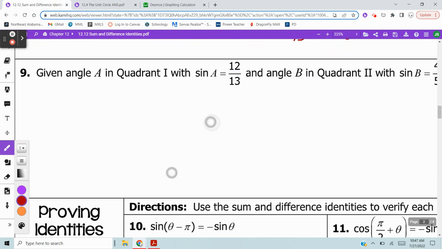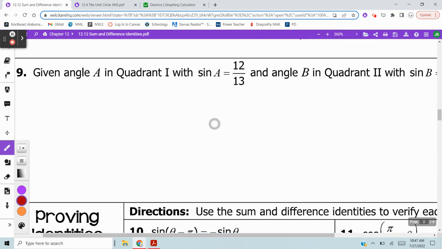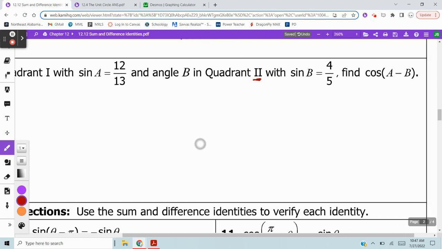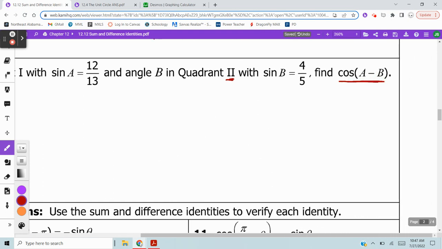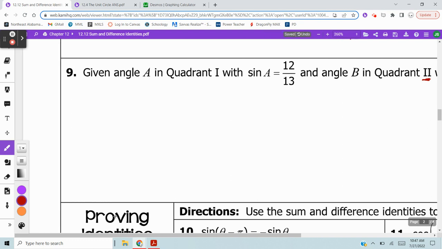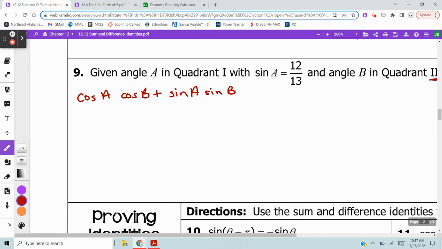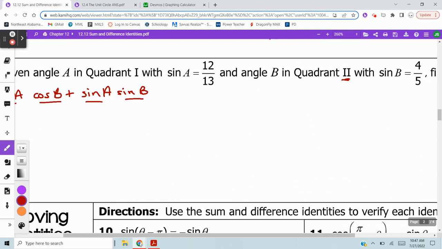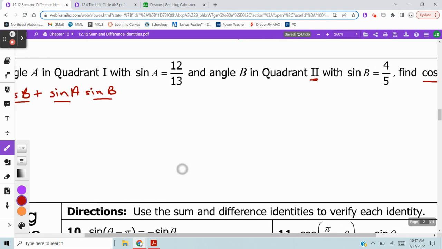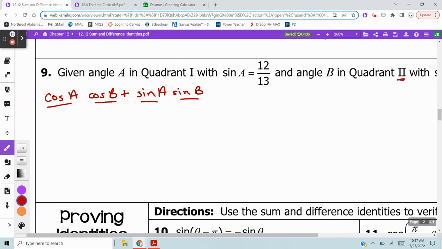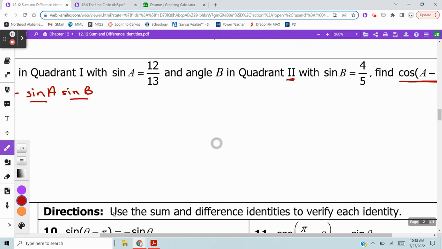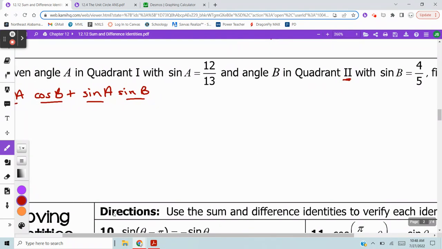Okay, number 9. Given angle A is in quadrant 1 and angle B is actually in quadrant 2. So this will be a little bit different. Find the cosine of A minus B. So let's go ahead and write down the formula for the cosine of A minus B. In order to find the cosine of A minus B, there are 4 things we're going to need. We're going to need the cosine of A and B, and the sine of A and B. We have the sine of A, we have the sine of B, but we don't have the cosine of either one. So we're going to go through the exact same method we did on the last one. And luckily, they gave us triples again.